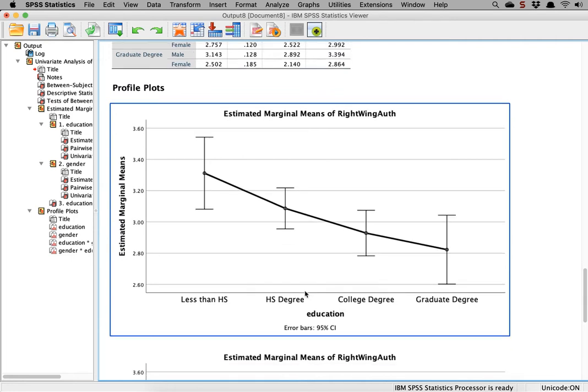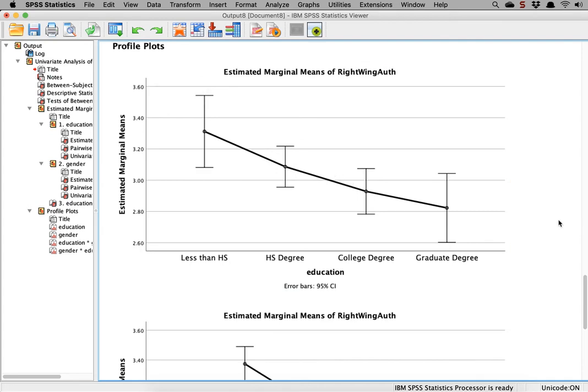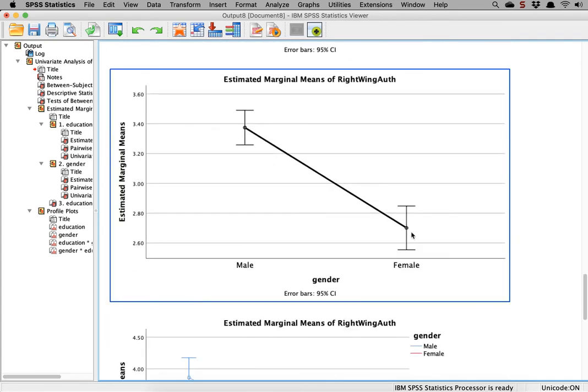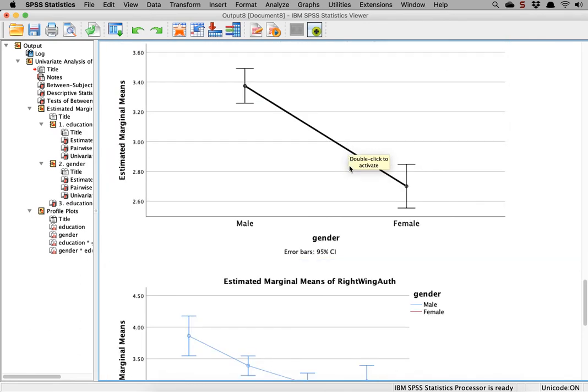Here are my plots. So here's the main effect for education. You can look at the confidence intervals and kind of see why this one is not different from this one, or this one, or this one. Look at the overlapping confidence intervals, but this one is different from this one and this one. So we can look at it visually to see what it's telling us with the confidence intervals. Here's the gender effect. Women show less, just like more educated people show less authoritarianism.